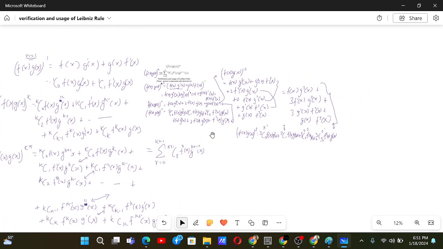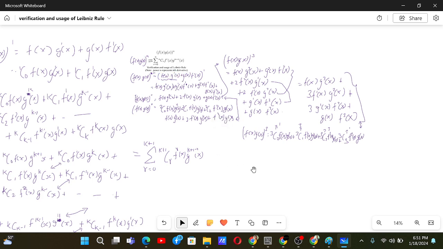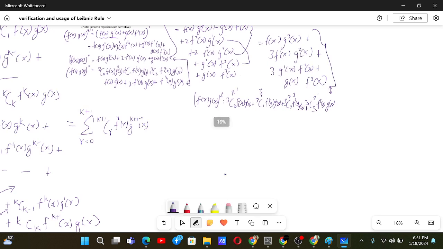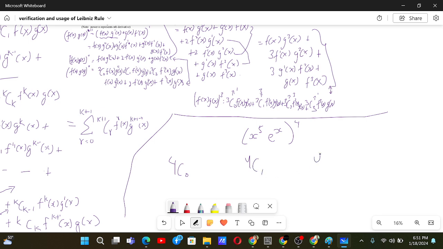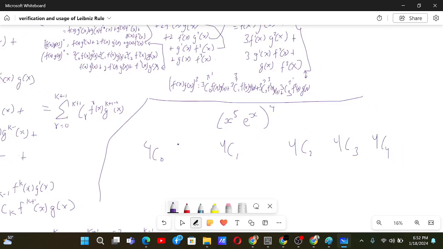Now, after we have this proof, let us use this rule to solve some nice problems. One of the problems that I have over here is this. Let's use Leibniz rule to prove this: x to the power 5, e to the power x, and then fourth derivative. So you know what to do: for c0, c1, c2, c3, c4. For x to the power 5, keep putting from here: x to the power 5, 5x to the power 4, 20x cube, 60x square, and then 120x. E to the power x from here, this will be just the same, e to the power x each time. Now just add them, that is the answer.